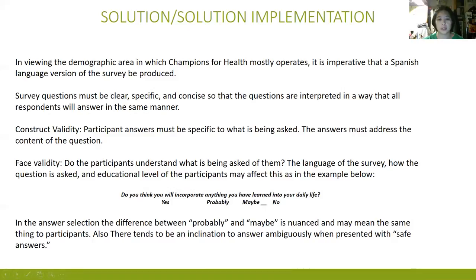And one of the research articles that I read says that if the answer selection is too ambiguous, that's the safest answer, and that's the one they will go for. So it's not exactly going to tell you what you need to know. There tends to be an inclination to reach for the safe answer. So probably or maybe, in this case, is safer.